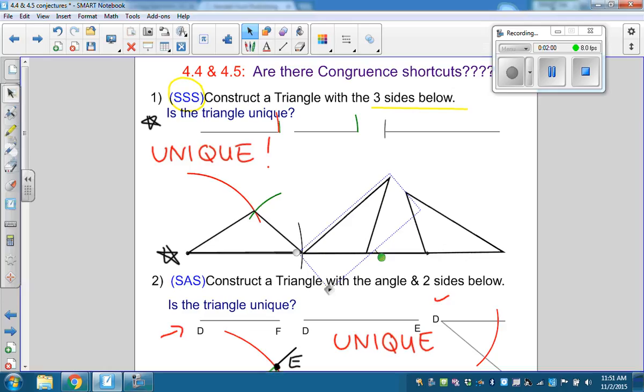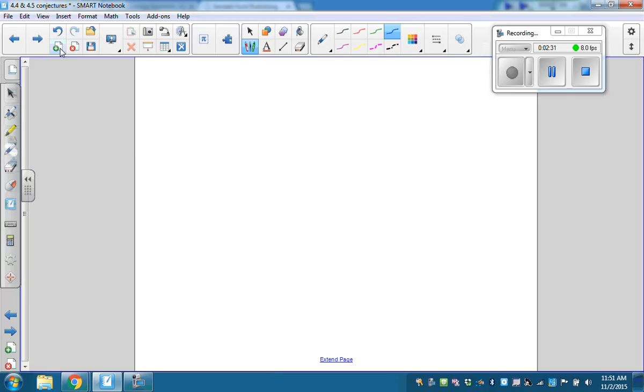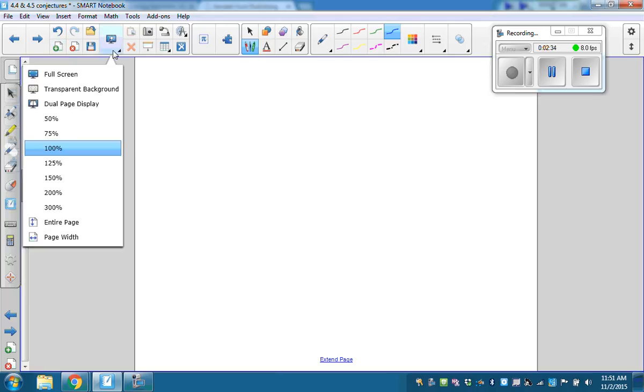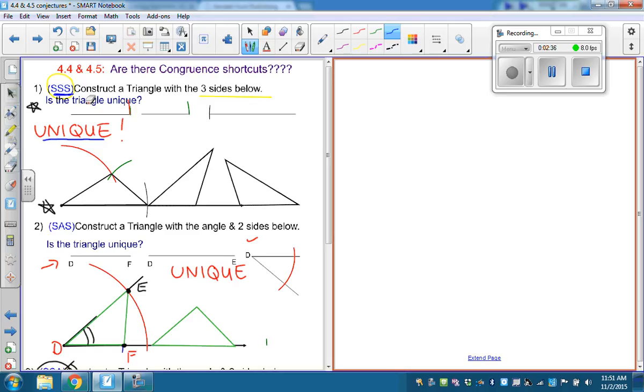So, if you have a situation that's unique, like this situation, then this combination of parts leads into what we call a congruence theorem. Okay, we're going to talk about this in a minute. Can I show you there? Before we go on any further, your book asks the question about congruent shortcuts, okay?